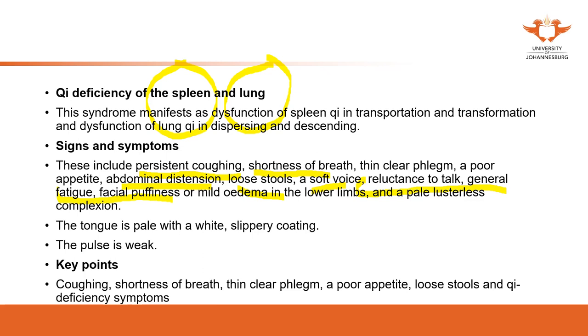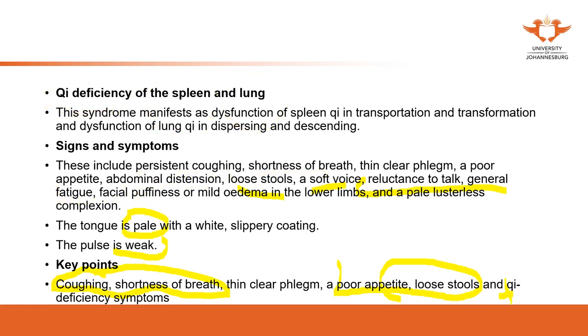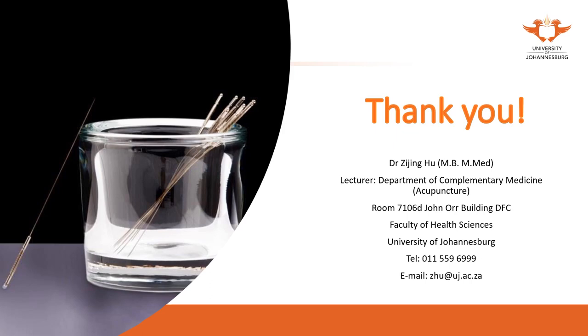Again, it might be worse upon movement. That's the qi deficiency. So the key manifestation, coughing, shortness of breath, the tongue can be pale, the pulse is weak, that's because of qi deficiency. Poor appetite, loose stool, the spleen, and the qi deficiency. So that's how to analyze different manifestations. In this video, we have introduced the six two-organ dysfunction syndromes. Thank you for your attention.